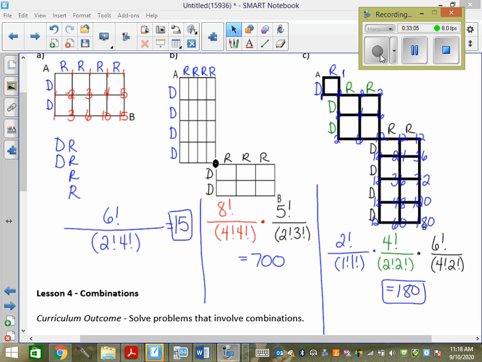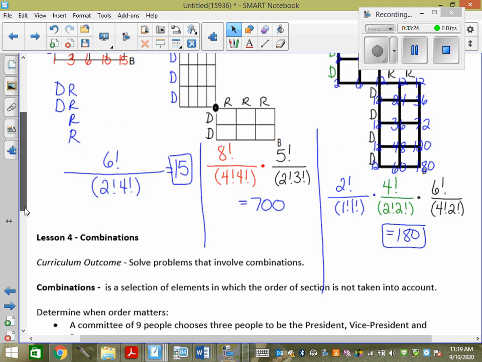But say I wanted to just form a 3-person committee. If you were picked first, second, or third, would it matter? No, because you'd be on the committee or you wouldn't. So that would be a combination. So that would be a C.